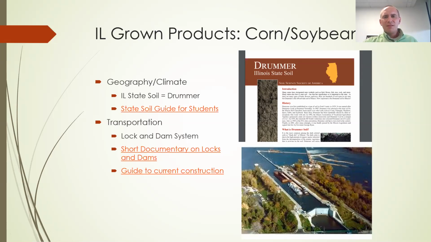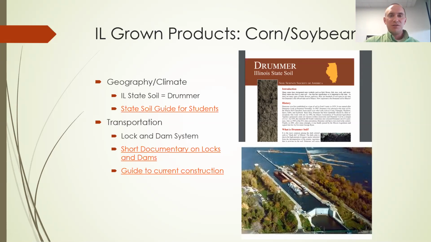Kevin talked about this a couple weeks ago in his history presentation, but we actually have an Illinois state soil. It's called drummer soil. I've got a link here for a state soil guide that's really good for both teachers and students. It goes through and explains what this drummer soil is. This is basically the black dirt that you associate with parts of Illinois, not the entire state, but particularly the northern and central part of the state.